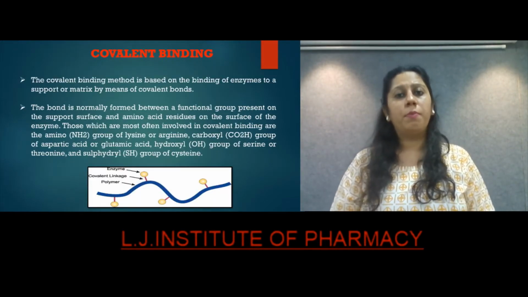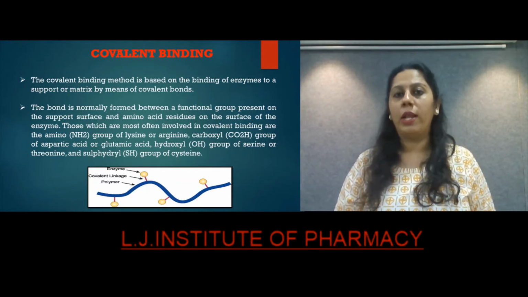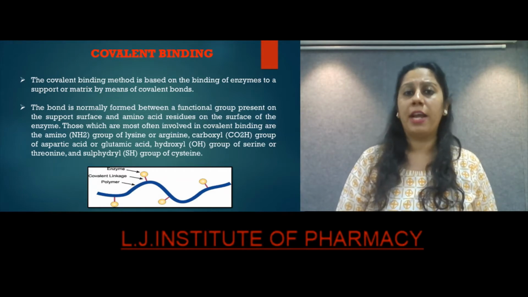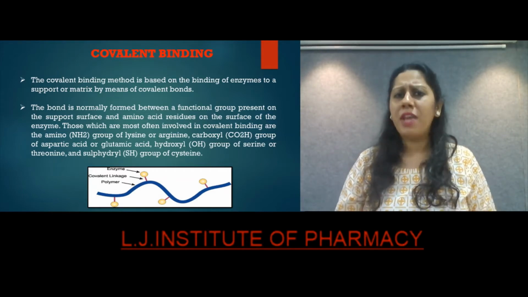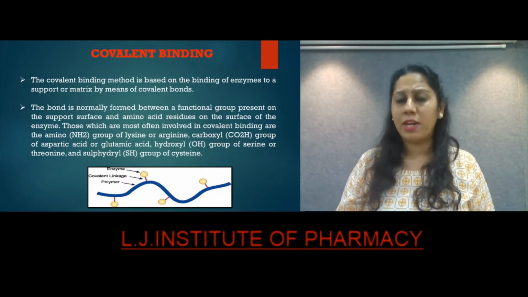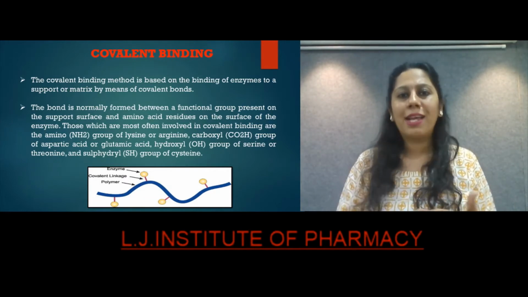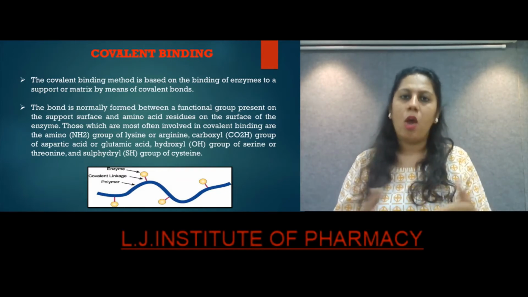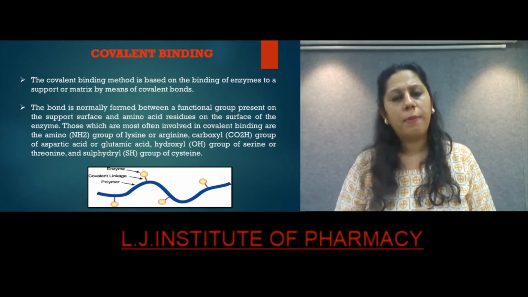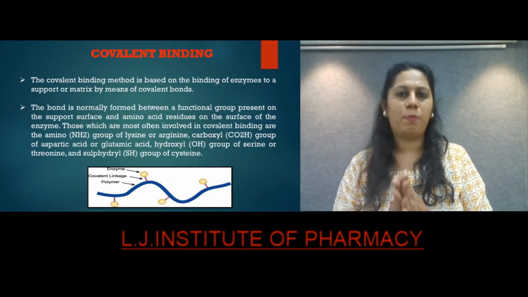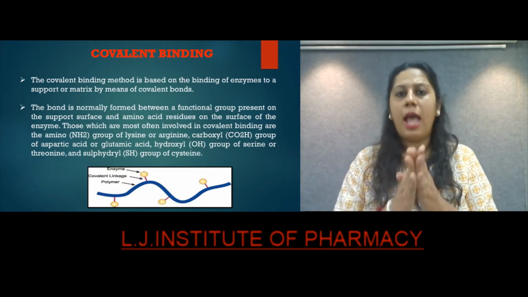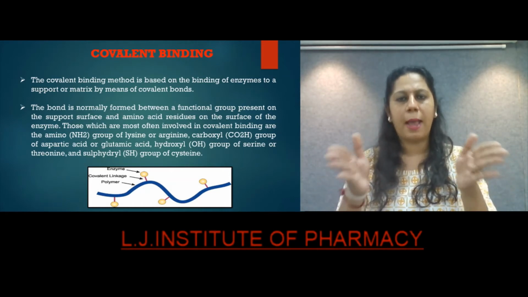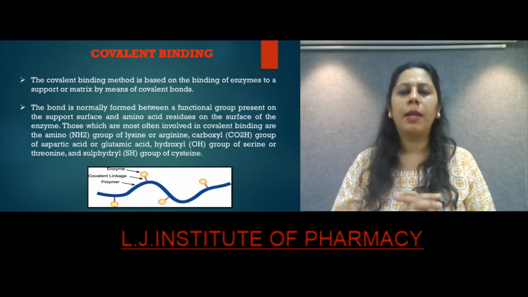The next very important method of immobilizing the enzyme is covalent binding. As we know, covalent bonds are very strong bonds, as compared to the adsorption method, which involves very weak bonds like hydrogen bonds or weak van der Waals forces. Covalent binding involves chemical linkages. Whenever the term chemical comes, it means different functional groups are involved in the binding. Here the binding between the enzyme and support takes place through a strong covalent bond. Different functional groups of the support and functional groups of the enzyme bind covalently to form the immobilized enzyme.